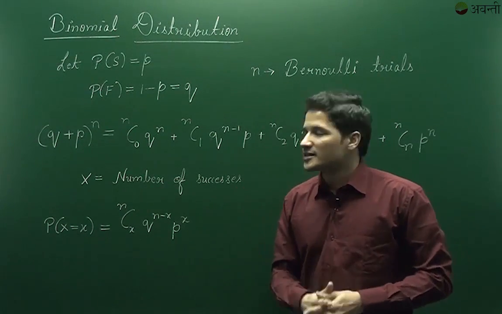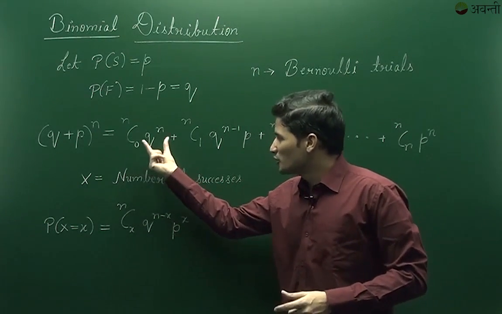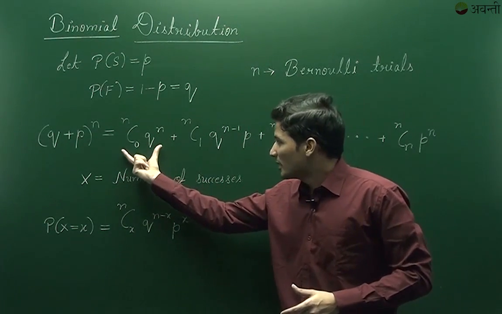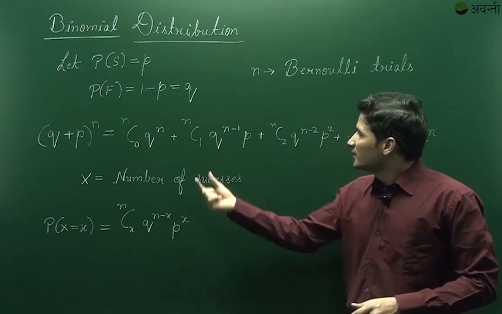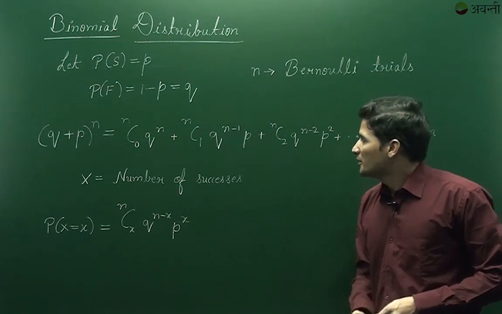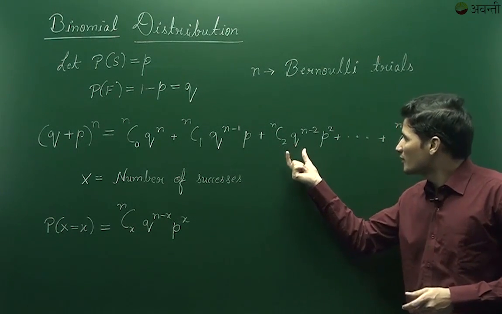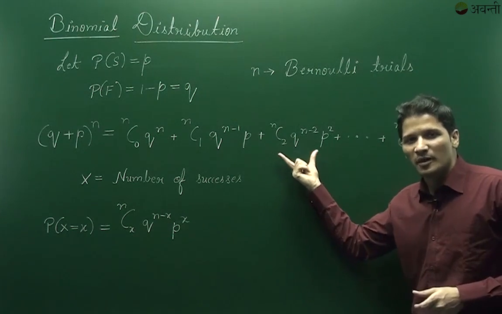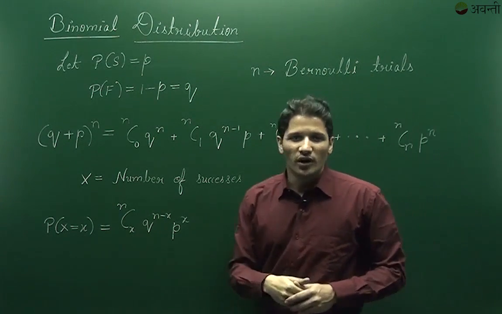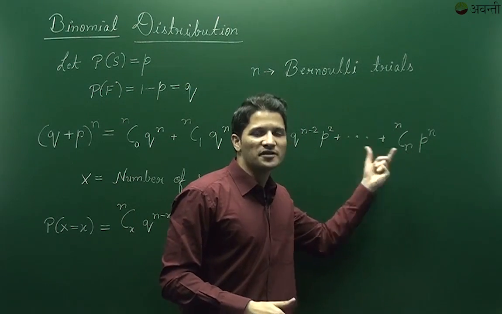That is, we can write this as (q + p)^n equals nC0 into q^n. This is the probability of 0 success, plus nC1 q^(n-1) into p. This is the probability of one success, plus nC2 q^(n-2) into p^2. This is probability of 2 successes and so on, up to nCn into p^n. This is the probability of n number of successes.